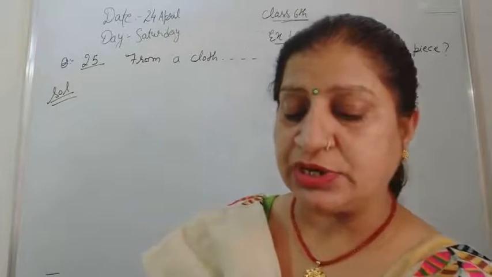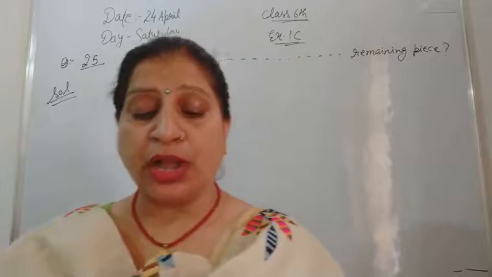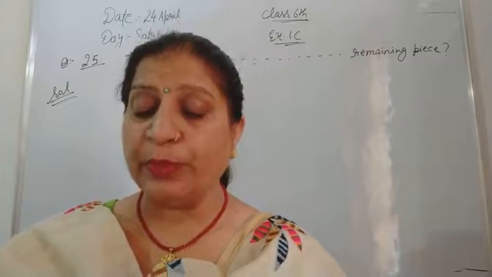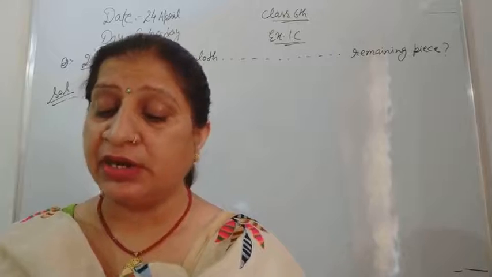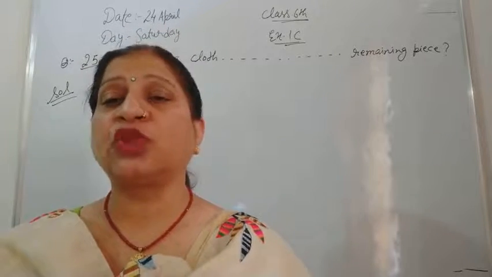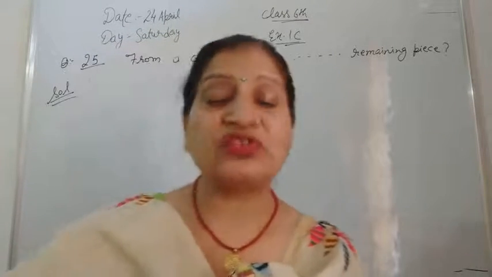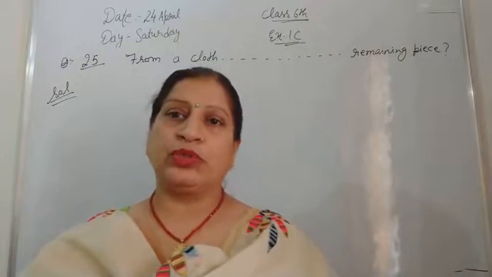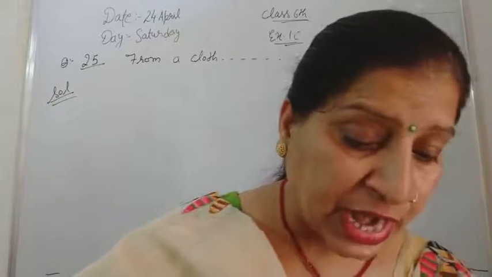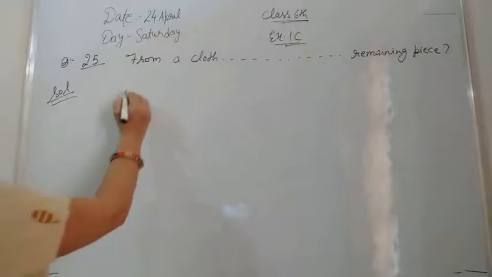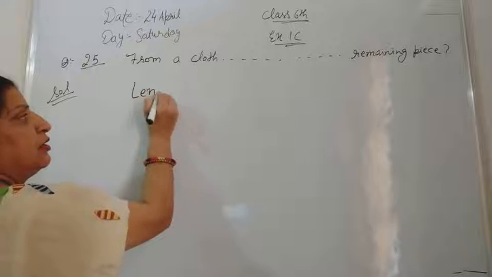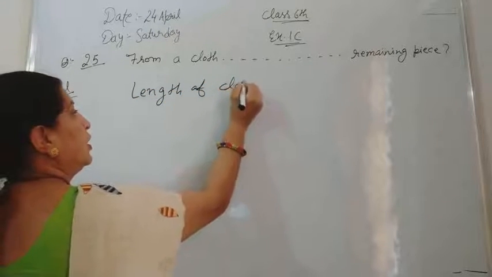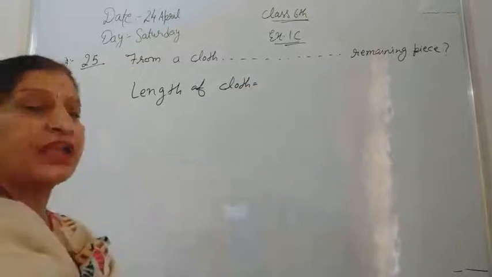In this question it is given that from a cloth 5 meter long, a piece of length 2 meter 85 centimeter is cut off. What is the length of the remaining piece? Now you see that in this statement a piece of cloth is given. So first of all we write: length of cloth is equal to 5 meter.